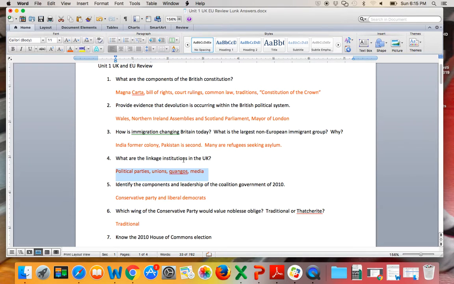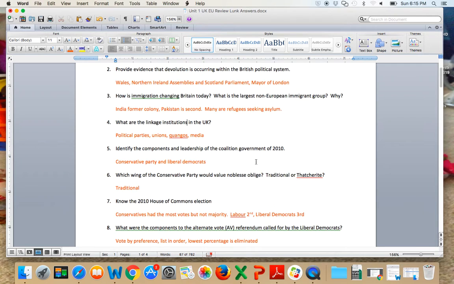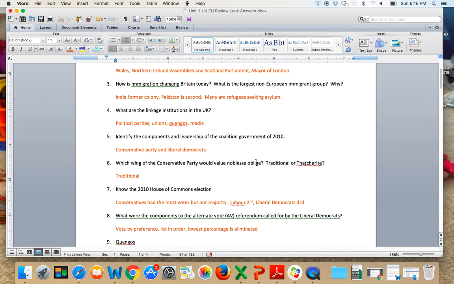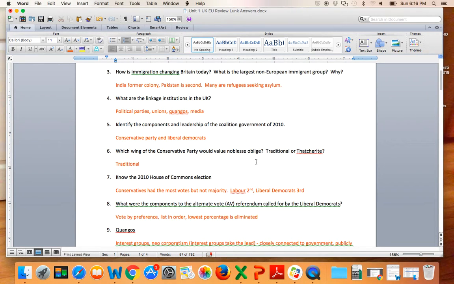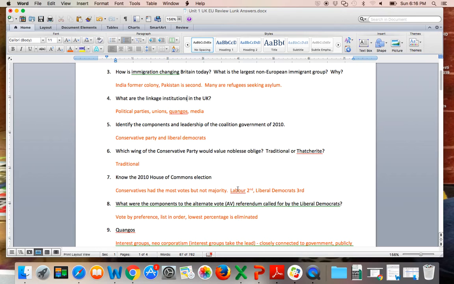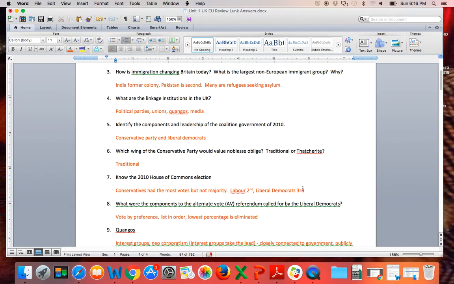Linkage institutions in the UK: political parties, unions, quangos, the media. The Conservative Party and Liberal Democrats formed a coalition government in 2010 because no one gained a majority. So, going down to 7, Conservatives had the most votes but didn't have the majority. The Labour Party was the second largest party, followed by Liberal Democrats with the third. So the third largest party joined the Conservatives to create that coalition.